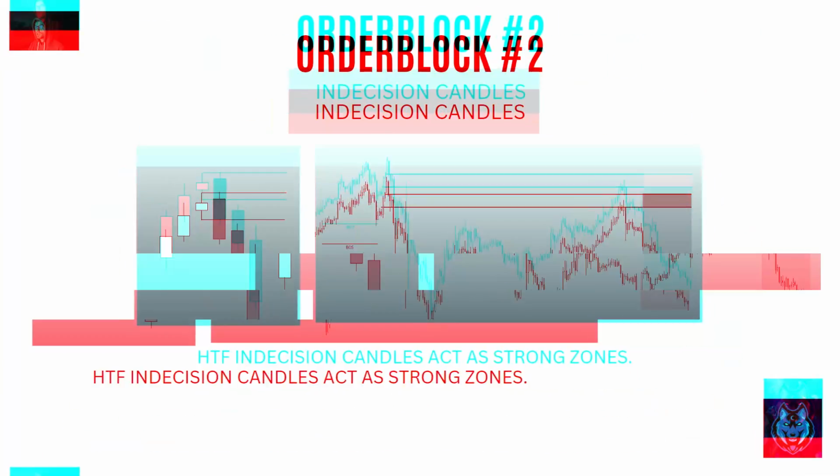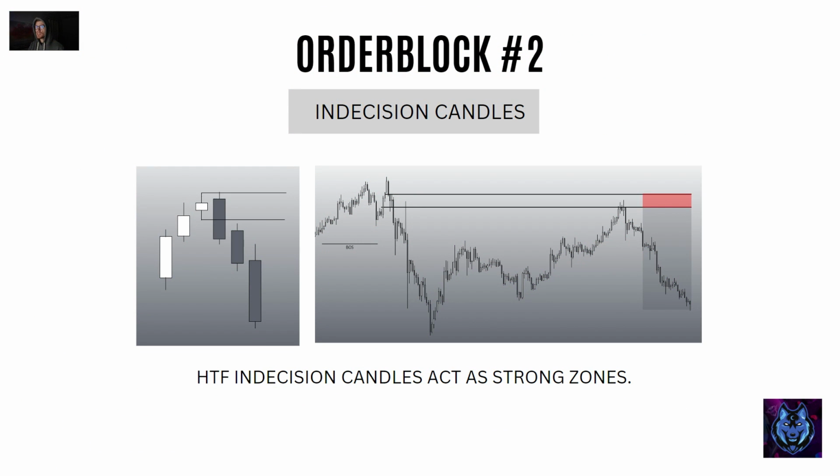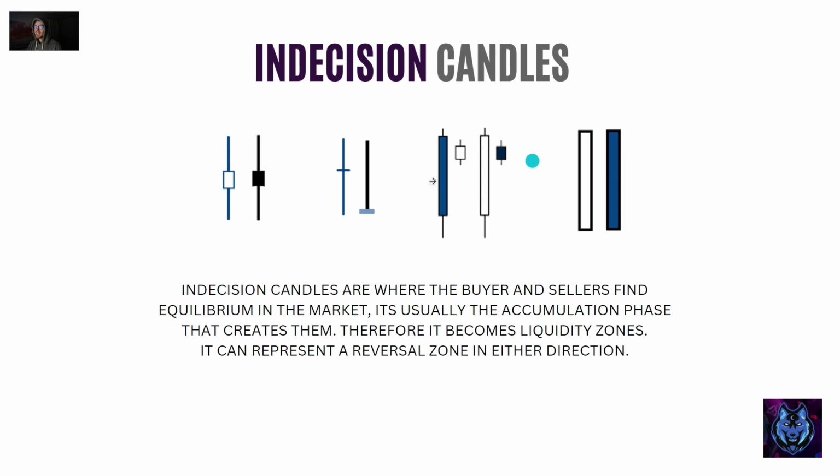Order block number 2, indecision candles. What I like to do is go into a higher time frame and mark out all the indecision candles that are linked to the zones that I'm looking to target, and they become strong zones. So I mark out from wick to wick on the indecision candles. I pull it all the way across and look at this perfect entry, it just taps into the zone before it reverses.